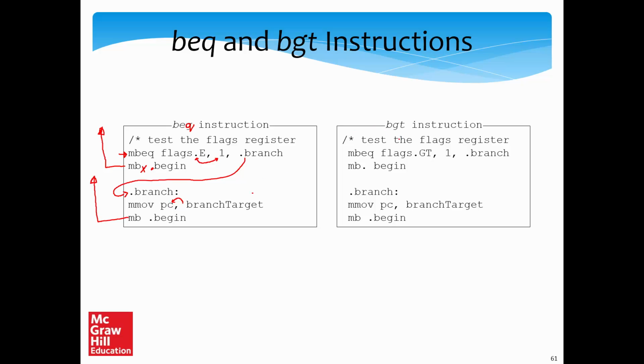The BGT instruction is implemented in exactly the same way. It is just that instead of comparing flags.e with 1, we compare flags.gt with 1. If there is equality, we move to the dot branch label. Otherwise, we move to the preamble. And then we move the branch target to the PC and we start executing the preamble for the next instruction at the branch target once again.